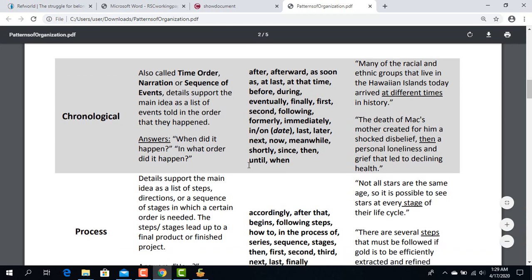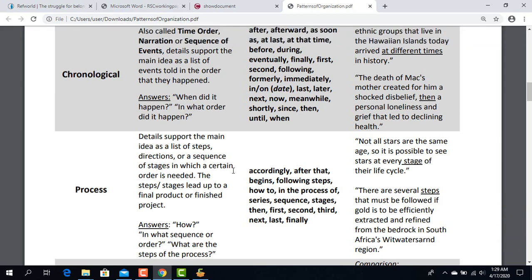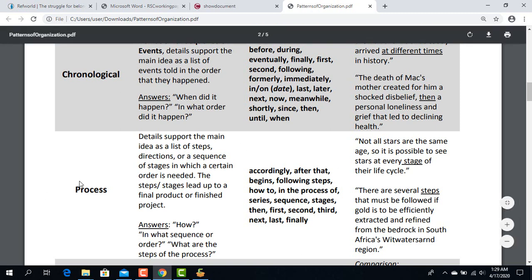Now, process. What do you mean by process? Whenever we say process, we mean that we have a list of steps, details that show directions, maybe stages in which a certain thing is applied. So whenever we have these words in the process, like commands: first, second, you have to do this, you have to do that, you have to make this, all of the following steps, all of these also show the process pattern.